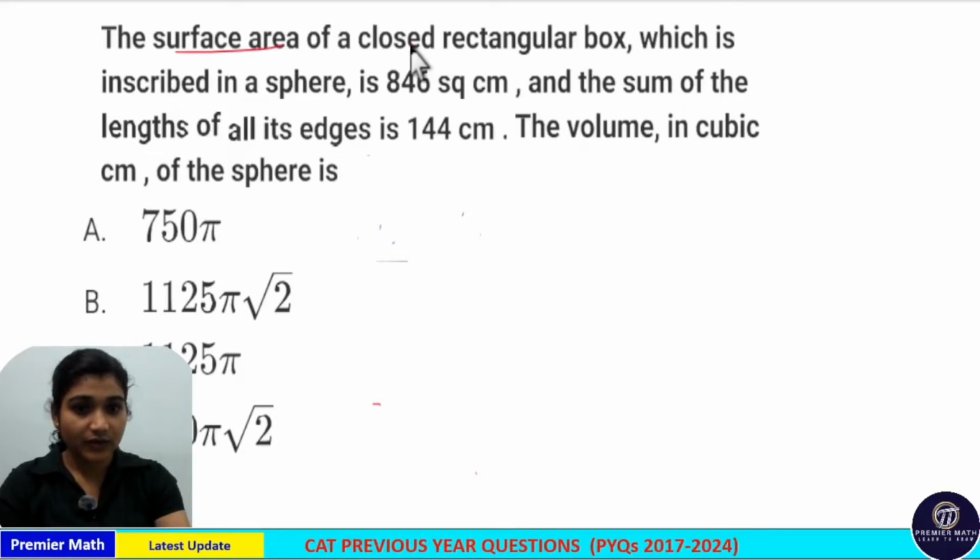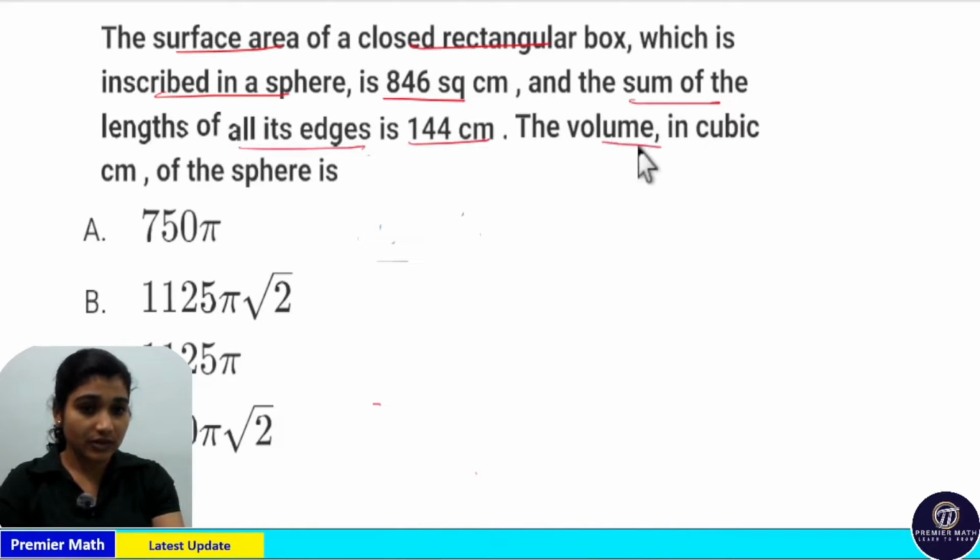The surface area of a closed rectangular box which is inscribed in a sphere is 846 square centimeters, and the sum of the lengths of all its edges is 144 centimeters. The volume in cubic centimeters of the sphere is?